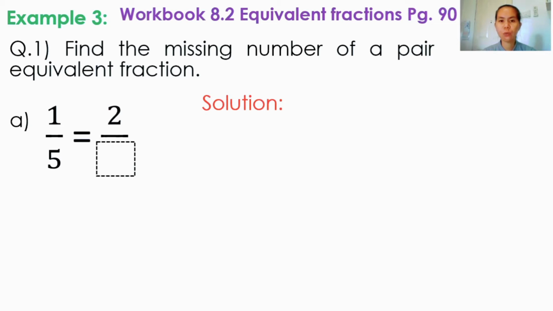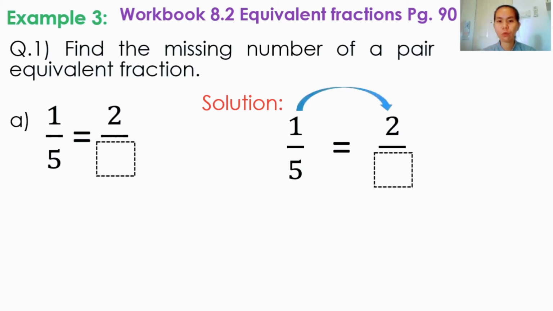Showing the solution, we have 1 over 5 is equal to 2 over blank. What can you observe with the numerators? 1 is equal to 2. What are we going to do with number 1 to make it equal to 2? Yes, we will multiply 1 by 2. So 1 times 2 is equal to 2.